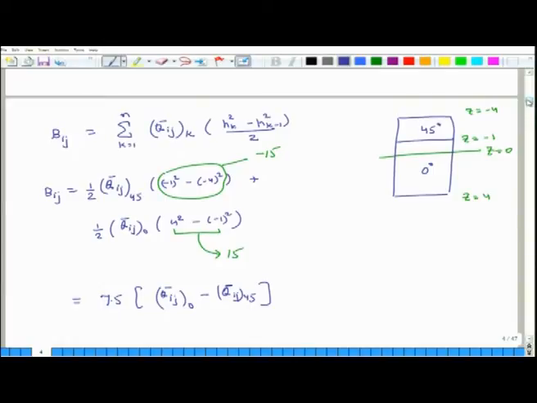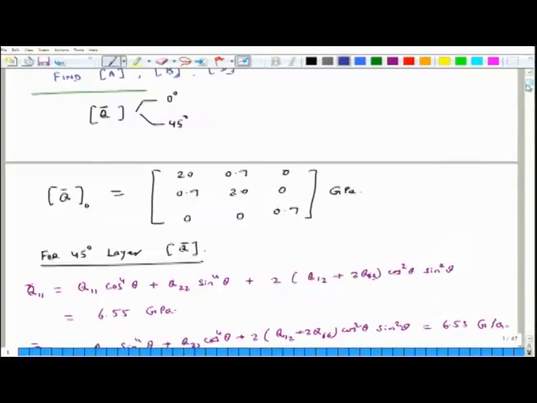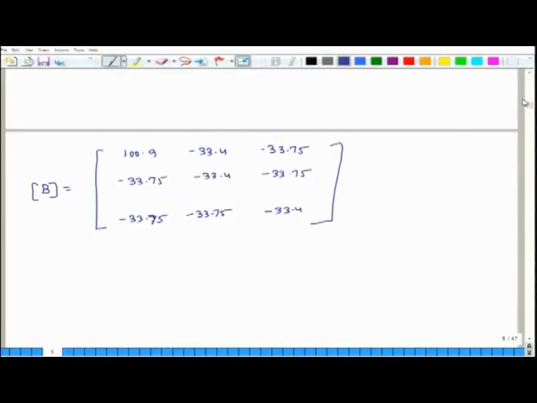If the lamination sequence across the mid plane is symmetric, then it will be zero. But Qij bar for 0 degrees and 45 degrees are not the same. They may be symmetric, but the matrix will not be 0. Oh, yeah, you are right. This I wrote incorrectly. So, this should be minus 33.4.